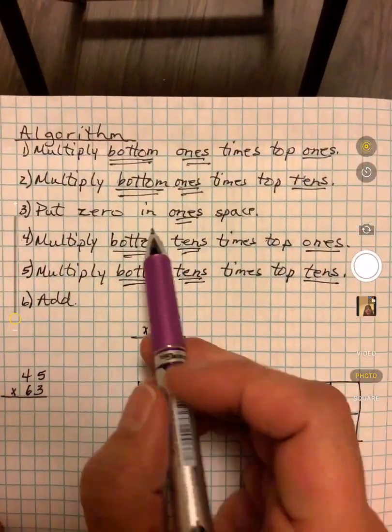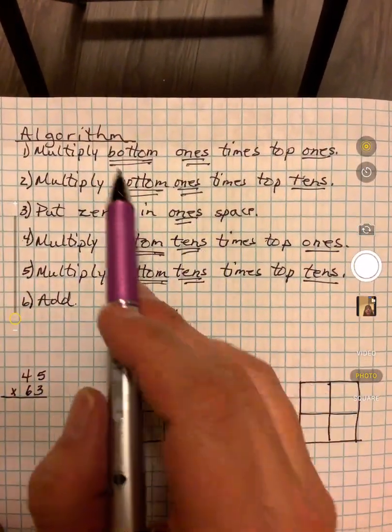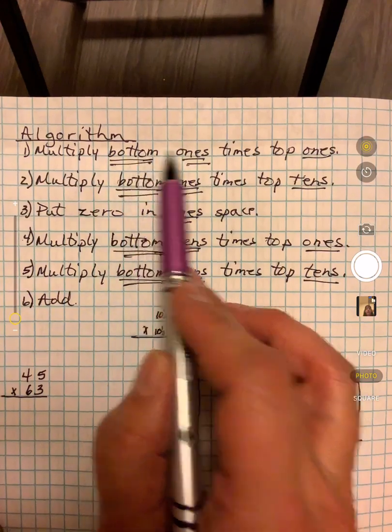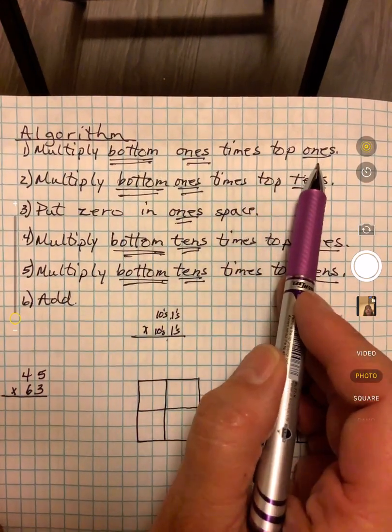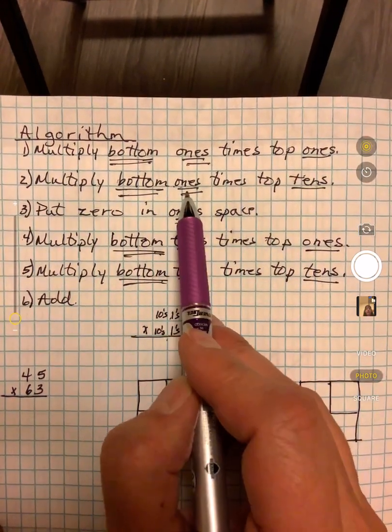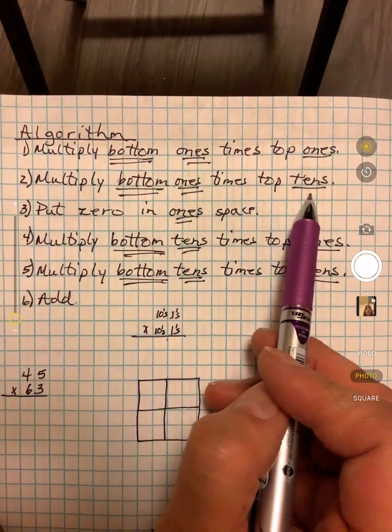So we're going to flip the paper. Basically, I'm doing the same thing I did yesterday. And then you can go straight to IXL and work on that, okay? So let's flip the paper. Okay, so I wrote this up and I did put the zero in the ones place there. So multiply the bottom ones times the top ones, then multiply the bottom ones times the top tens.